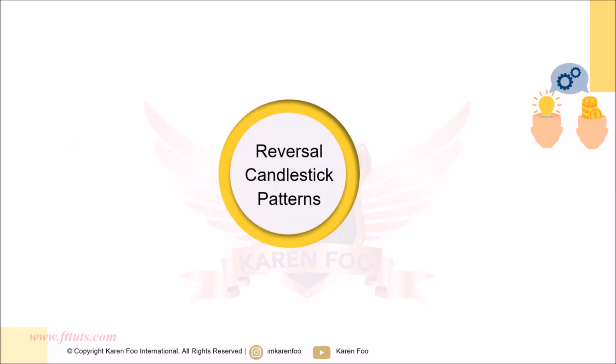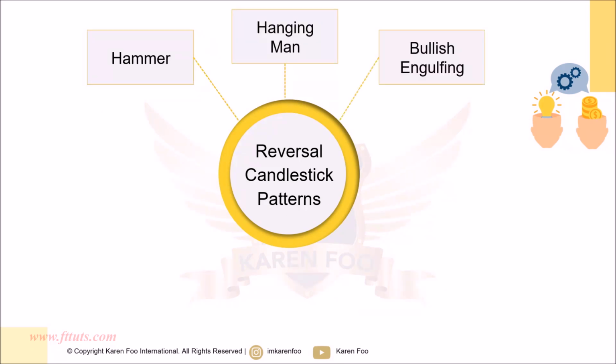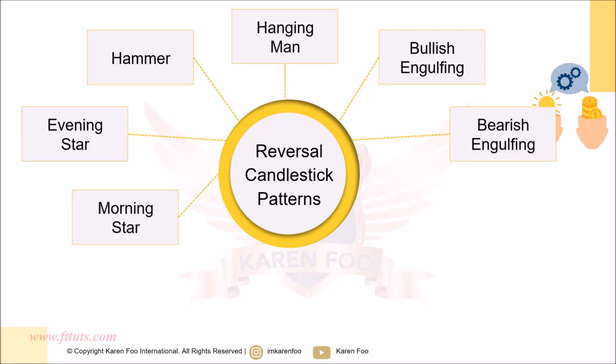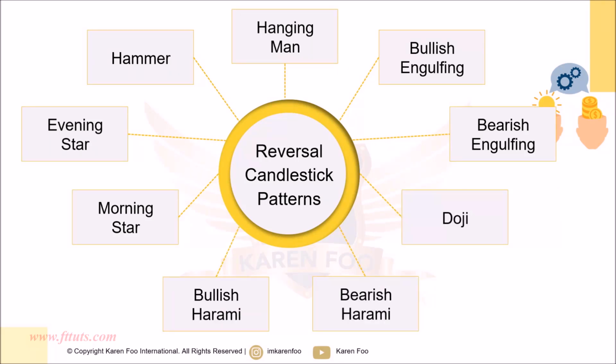Some of the reversal candlestick patterns you need to take note of are hanging man, hammer, bullish engulfing, bearish engulfing, evening star, morning star, doji, bullish harami, bearish harami. When you see any of these patterns forming at the right place, not just at any random place, in the right context, you will see one of two things: a temporary reversal, or the end of the trend.